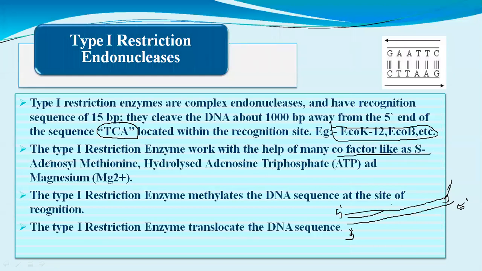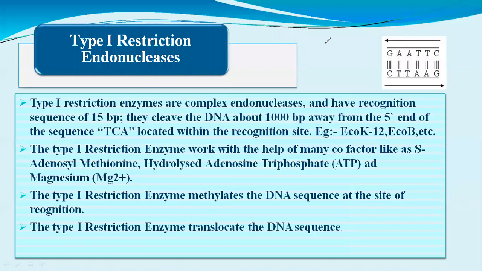Okay, and these cofactors could be SAM, HAT, and ATP or magnesium. This whole is one molecule only. So basically, for them to work nicely, you need the cofactors. Every enzyme needs a cofactor to work properly. So these are the cofactors which are needed by type 1 restriction enzymes.